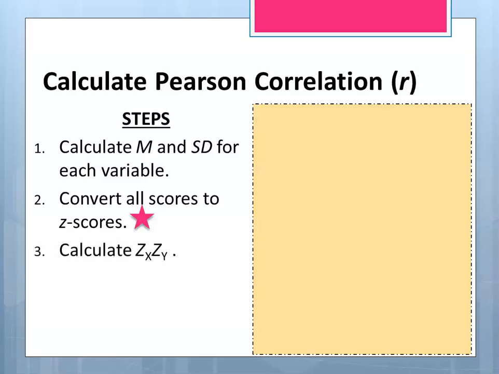Third, calculate the cross product of Zx and Zy. In other words, multiply all the Z-scores for the X variables with all the Z-scores for the Y variables. Fourth, we calculate R by adding up all the cross products and divide by n, as indicated by the formula.